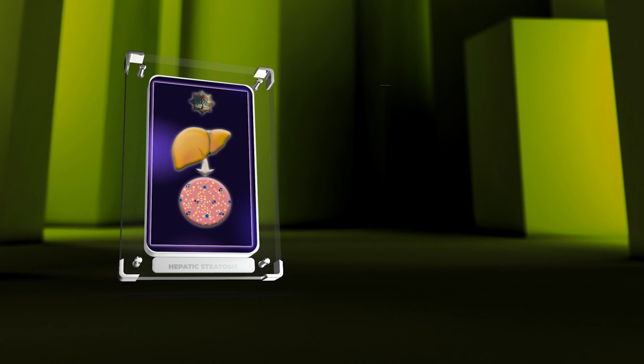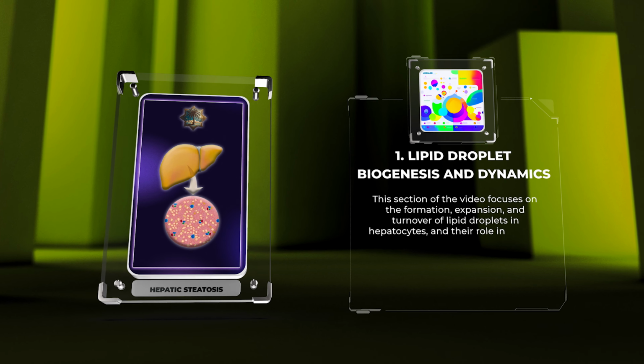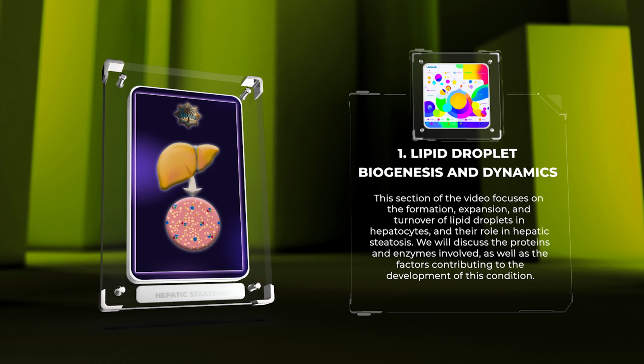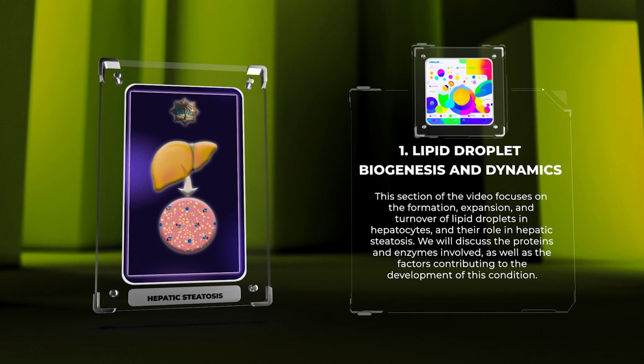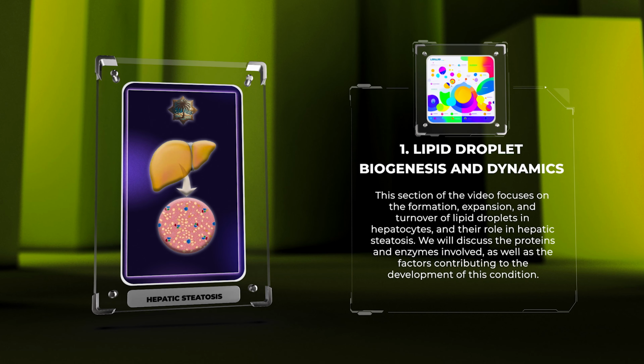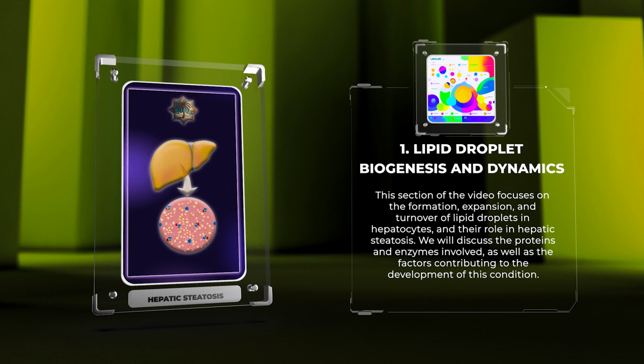Let's get started. This section of the video focuses on the formation, expansion, and turnover of lipid droplets in hepatocytes, and their role in hepatic steatosis. We will discuss the proteins and enzymes involved, as well as the factors contributing to the development of this condition.